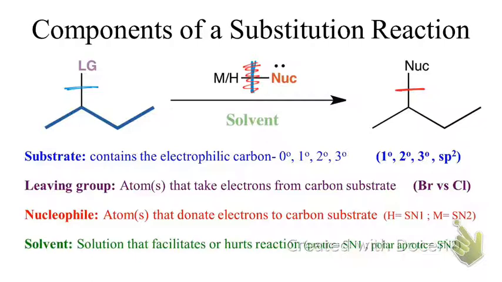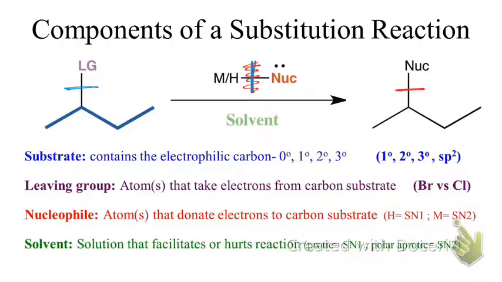What might be characteristic of your leaving group? What does the leaving group need to do? It needs to take electrons. What kind of element might take electrons? One that's very electronegative. So electronegativity contributes to the reactivity of our leaving group. It's not the be-all, end-all, but it's part of it.